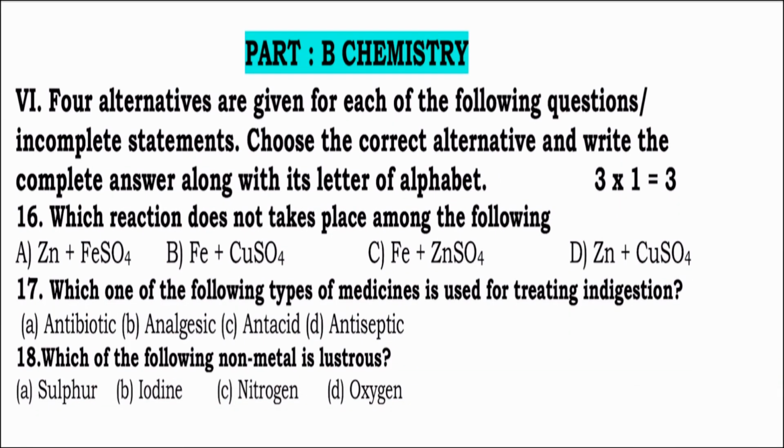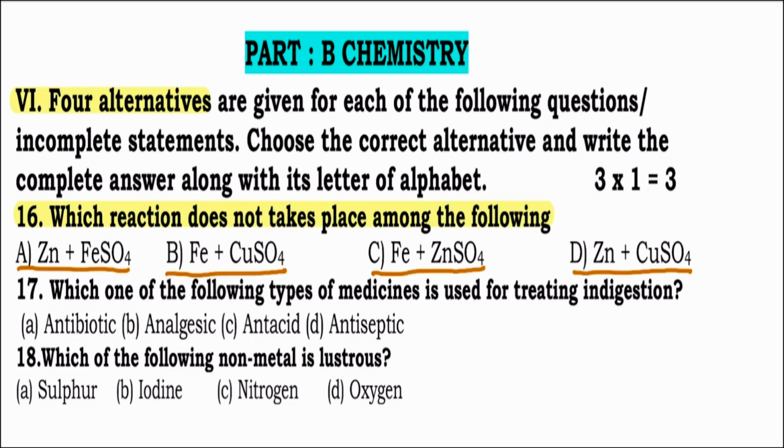Next, part B, chemistry. Sixth main, which is MCQ, means multiple choice questions. 16th question is, which reaction does not take place among the following? Option A, Zn plus FeSO4, option B, Fe plus CuSO4, option C, Fe plus ZnSO4, and option D, Zn plus CuSO4. To determine which reaction does not take place, we need to consider the reactivity series of metals.